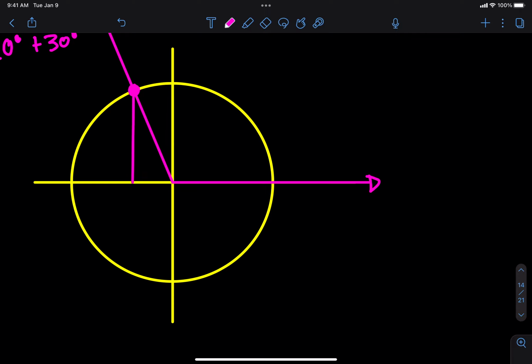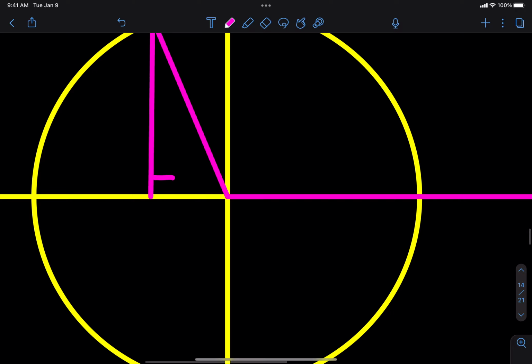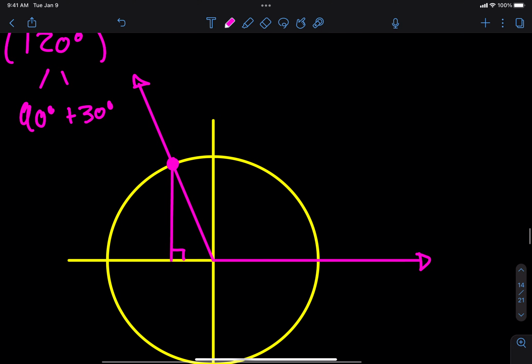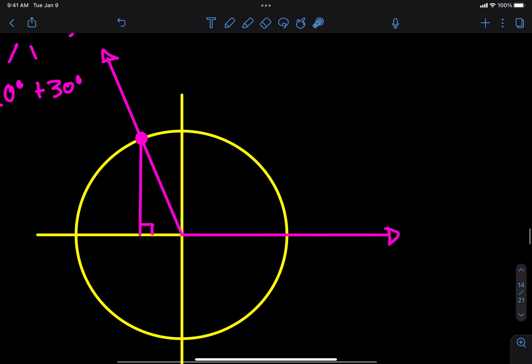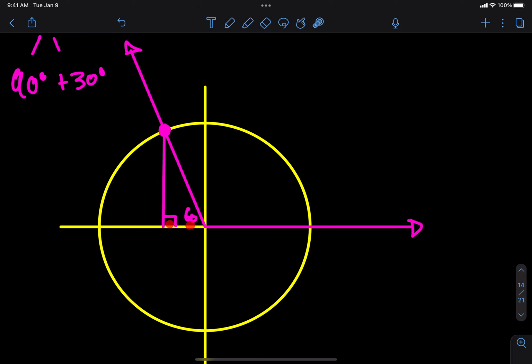And then what are going to be the interior angles of this triangle? Well, we know what this angle is. What is this angle? 30 degrees. The rest of this has to be what? 60 degrees. So this is a 60-degree angle, which means if this is a 60 and this is a 90, then what does this one have to be? A 30.